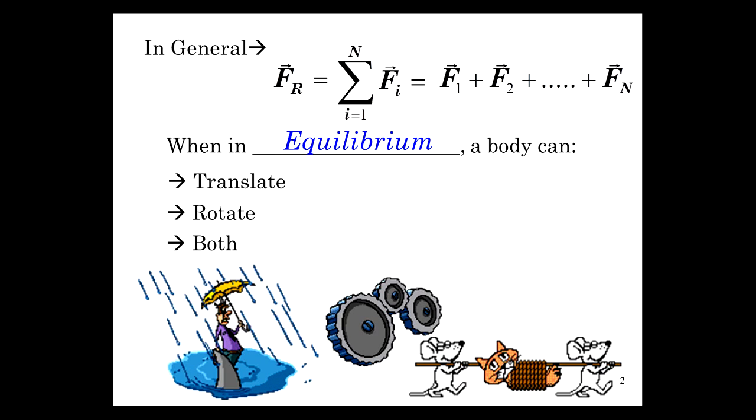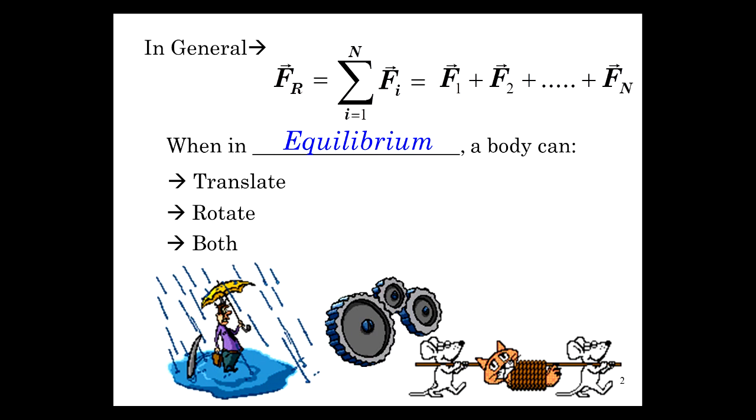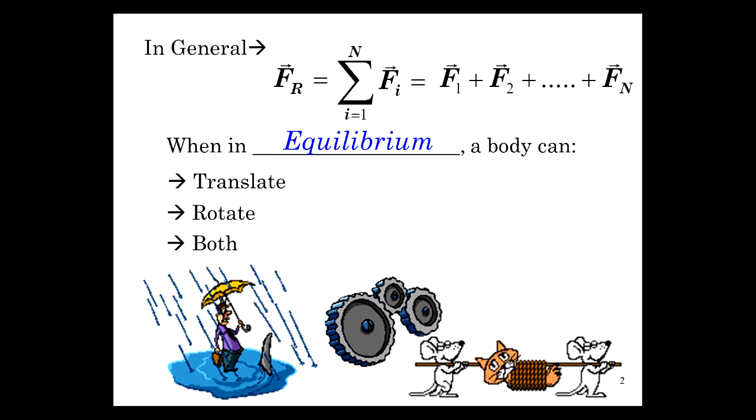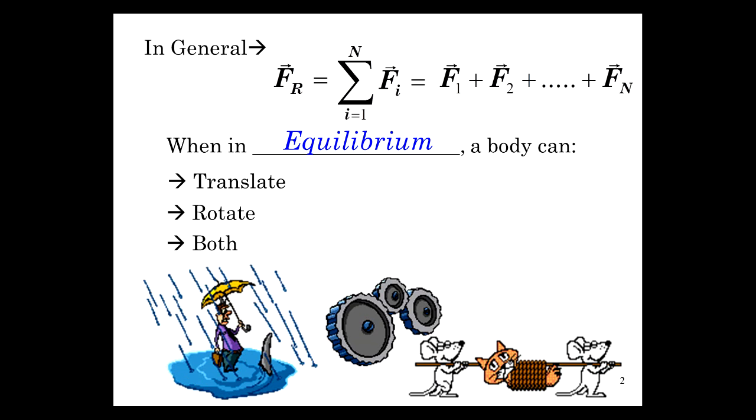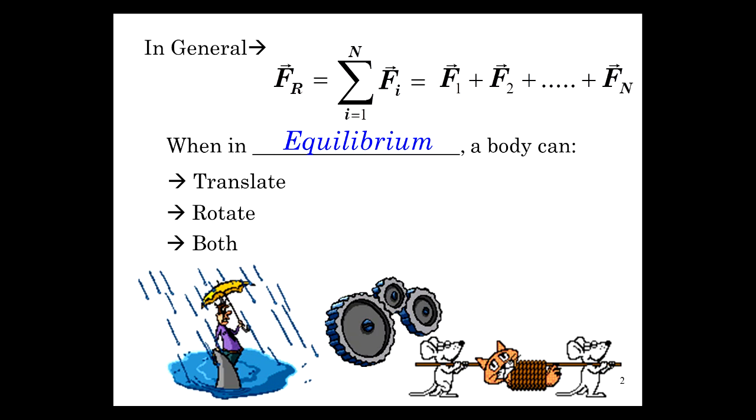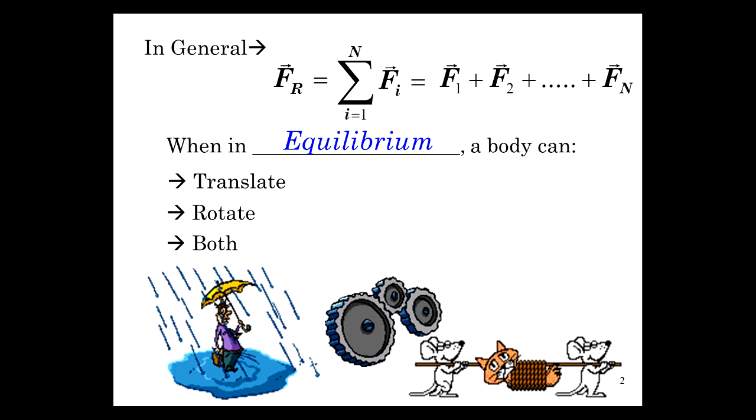Haha, isn't that cute? Raindrops translating, a shark rotating. Isn't that a happy camper with the umbrella? And aren't you impressed with the effective use of my 1990s graphics? All right.